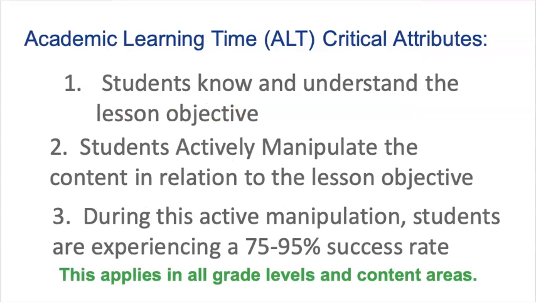When we talked about academic learning time, we mentioned that it's very important that students know and understand the objective, they actively manipulate the content, and while they're manipulating that content, that they are successful at a 75 to 95% rate. Well, student active participation is when we do that active manipulation of the content and where we want to be teaching students in their zone of proximal development so that they can be successful.